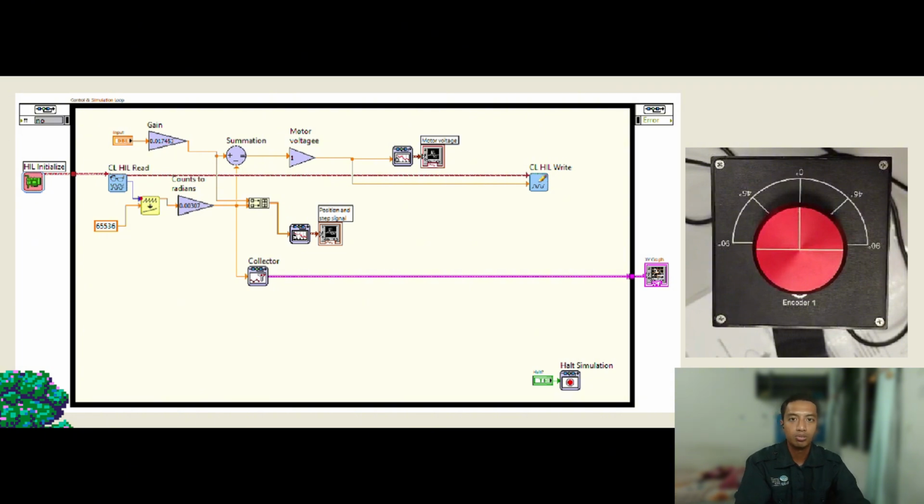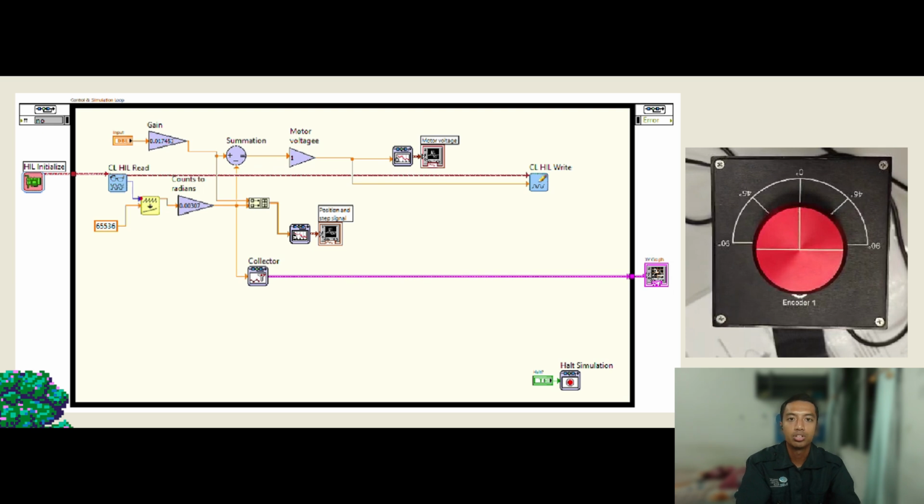The last one, we have loop control. This entire system runs inside a control and simulation loop, which allows the program to continuously check the encoder feedback, calculate the error, and update the motor signal in real time. A stop button is also included to manually halt the simulation whenever needed.